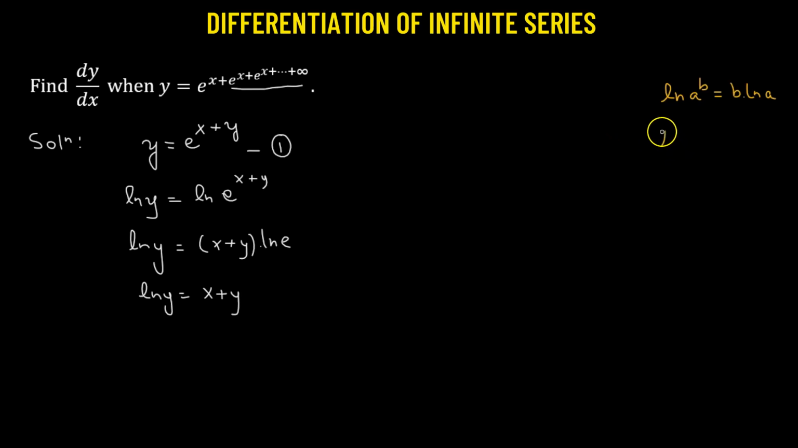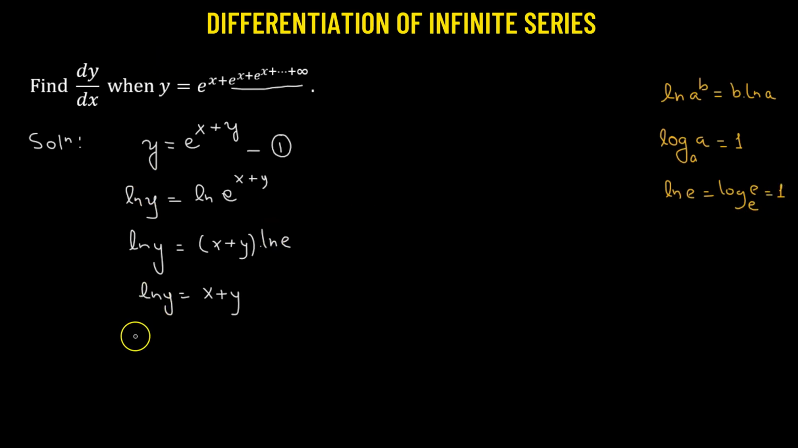That's because we know that whenever we have log of a with the base a, this value is equal to 1. So in our case, we have natural log of e, which is actually log of e with the base of e, and this value is going to be equal to 1.